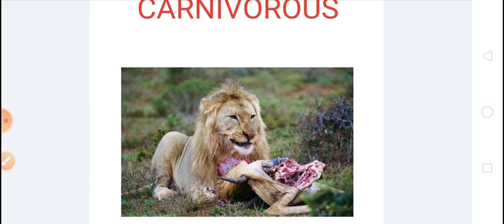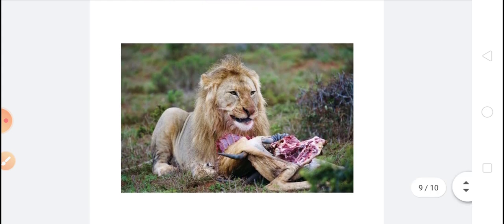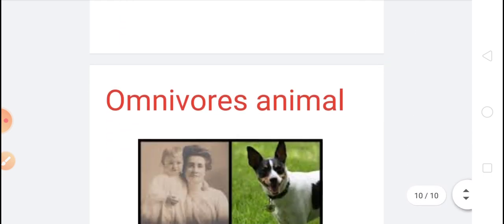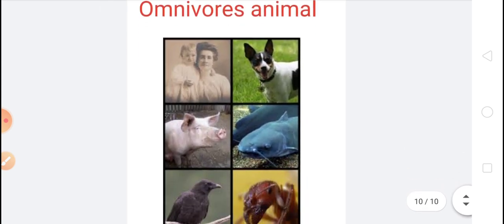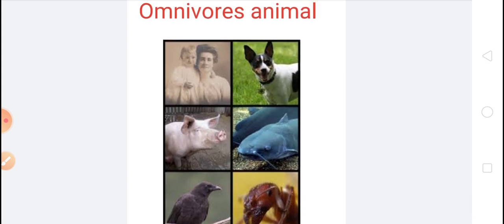Carnivorous animals are also called secondary consumers. Herbivores are called primary consumers and carnivores are called secondary consumers. Examples of carnivorous animals are lion, tiger, wolves, etc. Another category of the consumer is omnivorous animals. Animals which eat both plants and animals as food are known as omnivores. Examples are pigs, bear, and human beings are also omnivores.